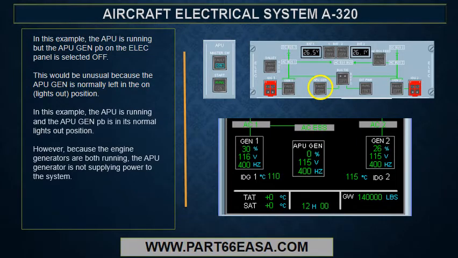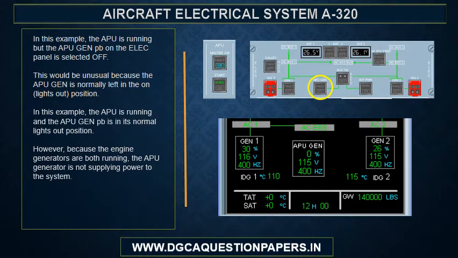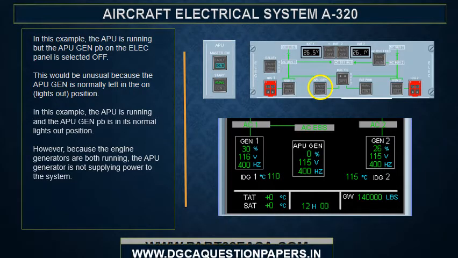In this example, the APU is running and the APU Gen push button is in its normal lights out position. However, because the engine generators are both running, the APU generator is not supplying power to the system.